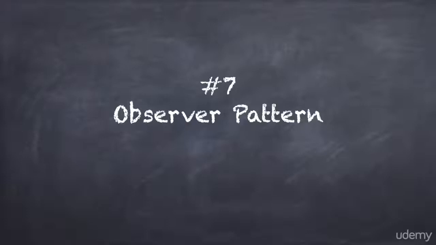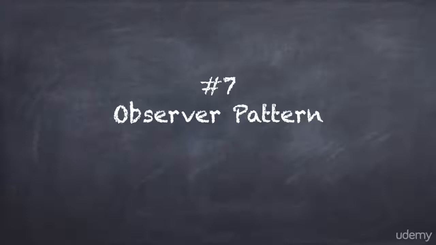This is the seventh behavioral design pattern from the famous Gang of Four book. This one is called observer pattern, and it is a pattern you use when you want to define a dependency between objects so that when one object changes state, all its dependents are notified and updated automatically.